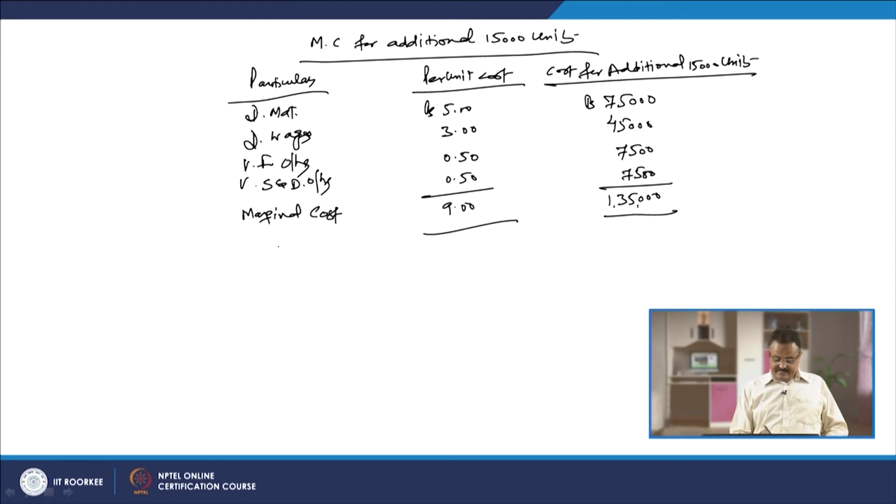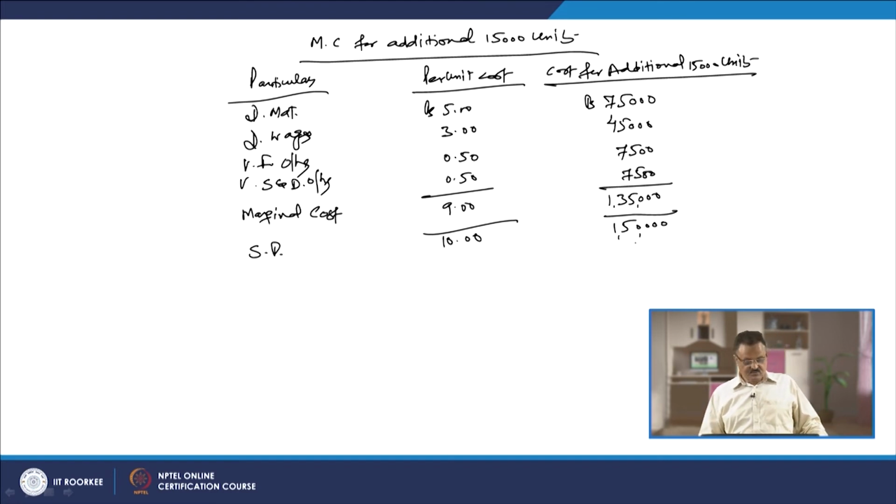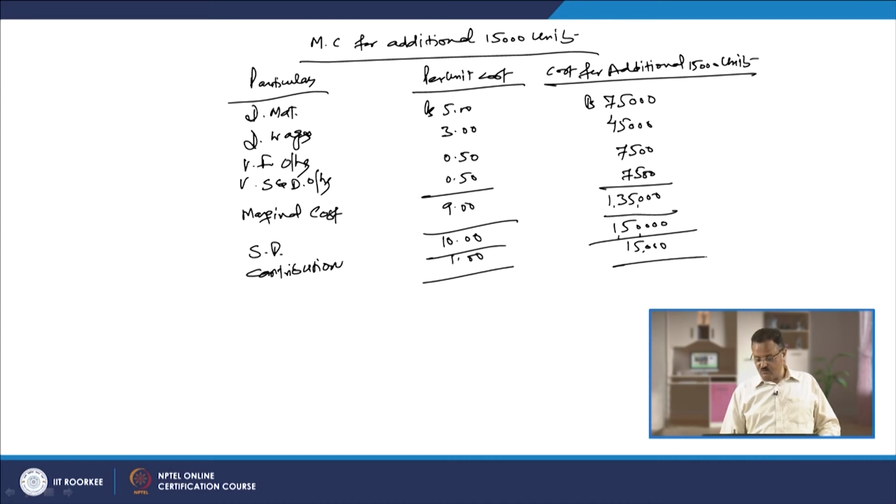Now, we talk about the selling price. What is the selling price? Normal selling price in the domestic market is 12 rupees, but the foreign buyer is offering a price of 10 rupees per unit. If you take this amount, we are going to get an additional amount of 1,50,000 rupees. So, selling price is 10 rupees and the total sales value will be 150,000 rupees. What is the contribution? It is 1 rupee per unit, and in total 15,000 rupees. So, this is the contribution amount.